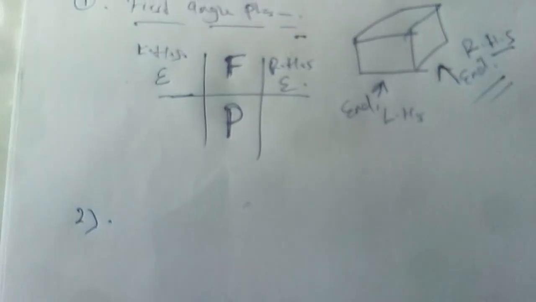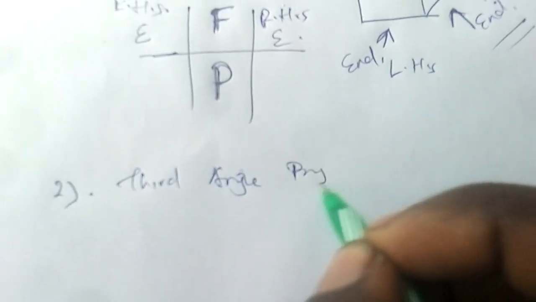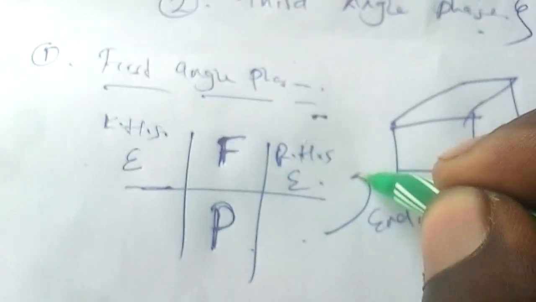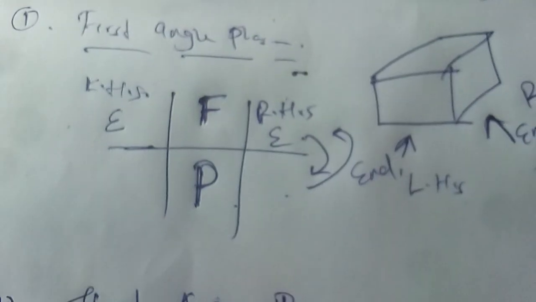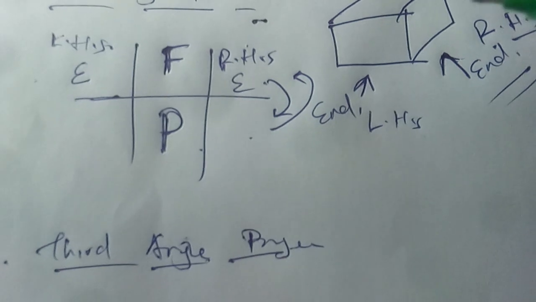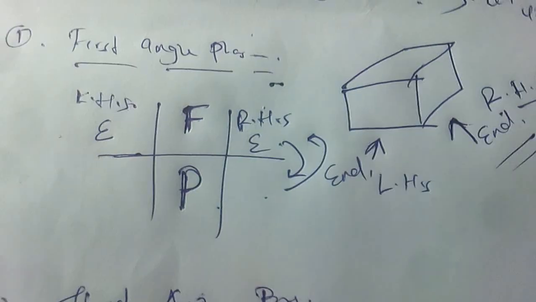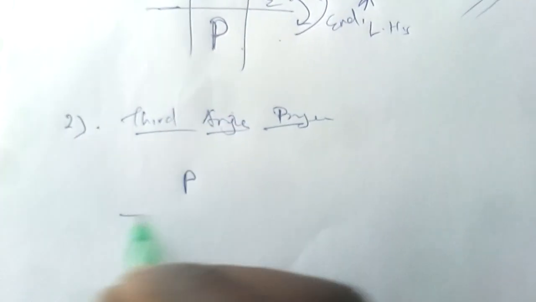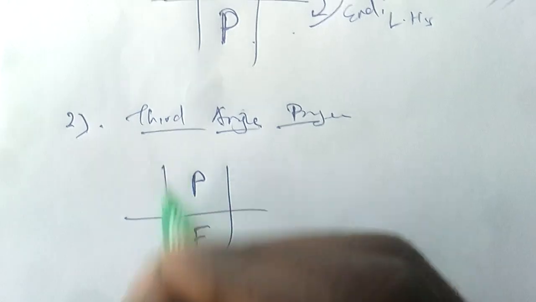Then let's look at the second one, which is the third angle projection. In third angle projection, you change it: the plan comes at the top and the front comes below the plan.